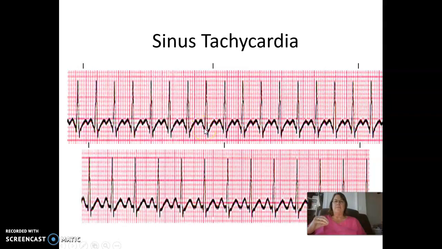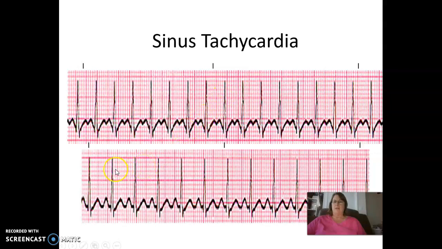My QRS, when you have a normal size QRS, and remember normal size QRS is 0.06 to 0.11, looks narrow as it's going across the screen. So my QRS here looks like it's about 1.5 boxes, so about 0.06. So I would have ST at 150.